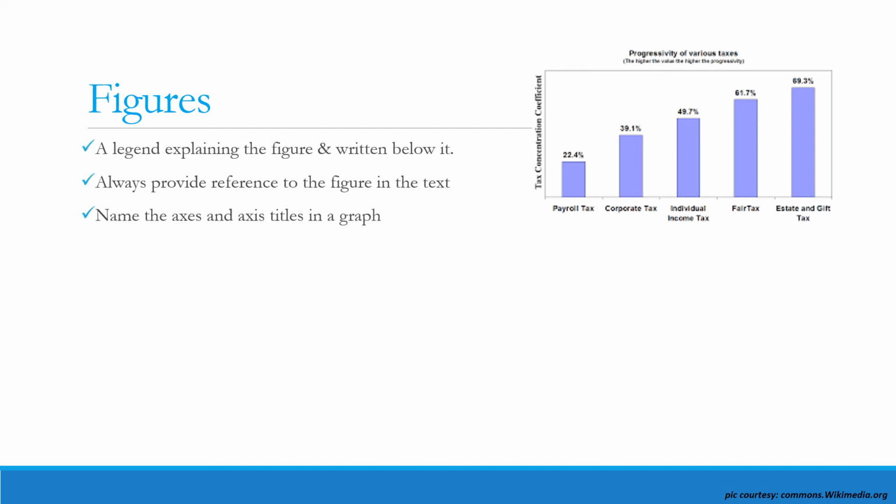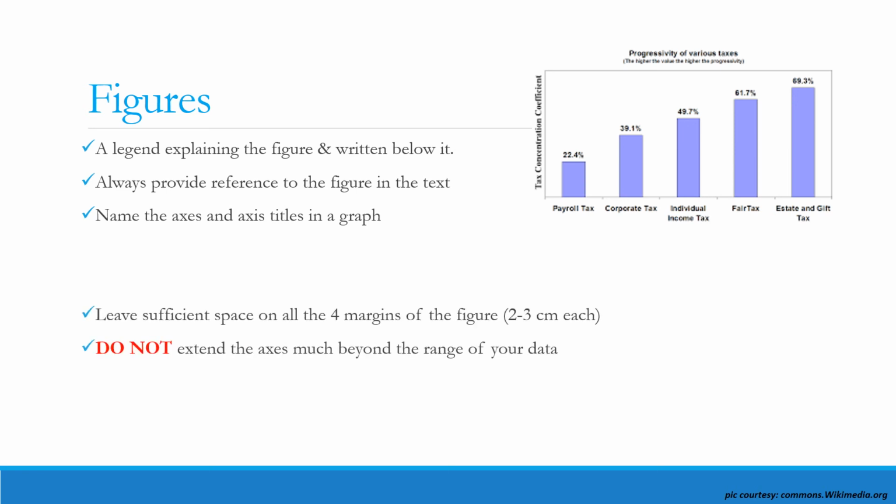Now, figures should have a legend explaining the figure and written below it. Always provide a reference to the figure in the text. Name the x and y axis and give the titles in the graph. Leave sufficient space on all the four margins of the figure, 2 to 3 centimeters each. And do not extend the axis much beyond the range of your data. For example, if your data extends from 20 to 80, do not extend the axis up to 200. You can maximum include up to 100 or 120.